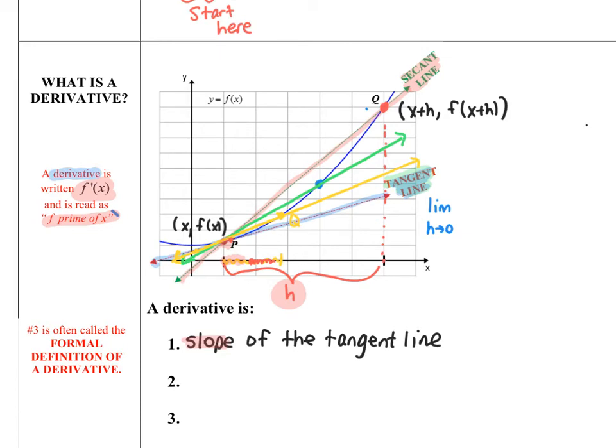So I'm going to do my y2, my f of x plus h, minus my f of x, over the difference of my x coordinates. And it looks like this. And really all it is is y2 minus y1 over x2 minus x1. So it's just the limit as the gap between P and Q gets smaller and smaller.